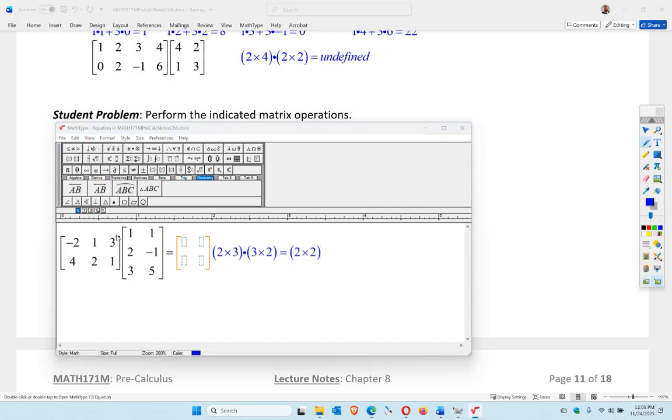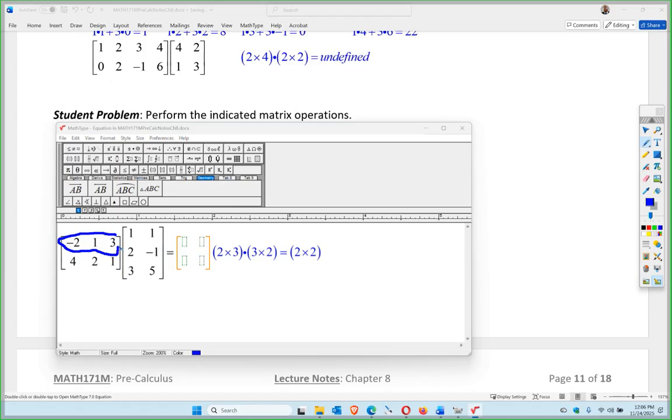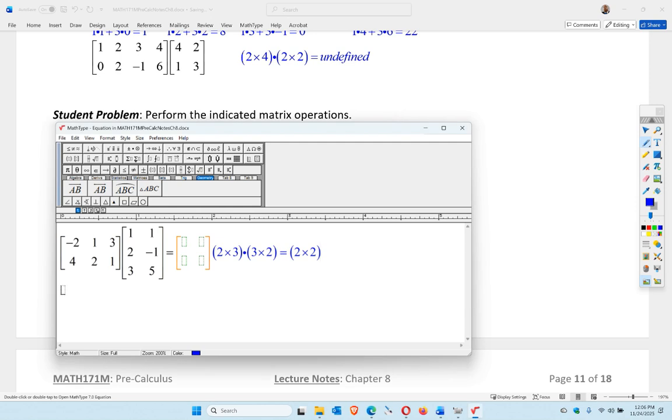So what I'm going to do here is this row by this column will give me this answer, right? Because that's top row, left-hand column. Top row, left-hand column, correct? So if I do that, I'm going to get negative 2 times 1 plus 1 times 2 plus 3 times 3, right? Row by column. So I'm going to get what? 9, 10, 11. Oh, those cancel out. So it's just 9. Okay.